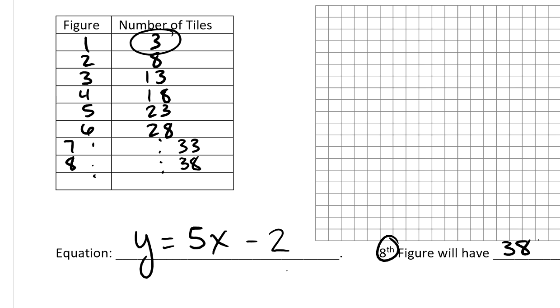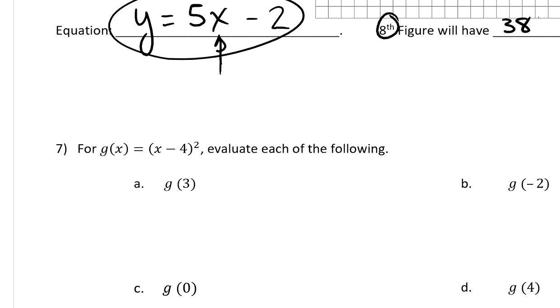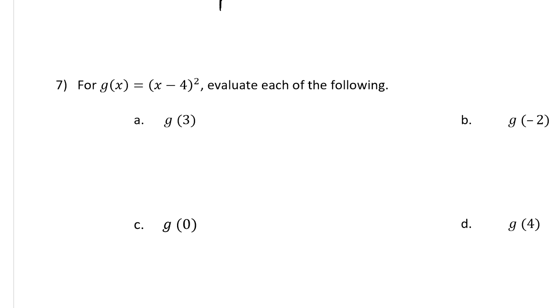So now you can see, when I put in x as 1, it gives me an output of 3. When I put in x as 2, 5 times 2 is 10, minus 2 gives me an output of 8. So this is the equation that we were looking for. And then the final question, I'll just do in this same video. I'm giving you a function. G of x is x minus 4 in parentheses, that gets squared. And I'm asking you to find g of 3, negative 2, 0, and 4.